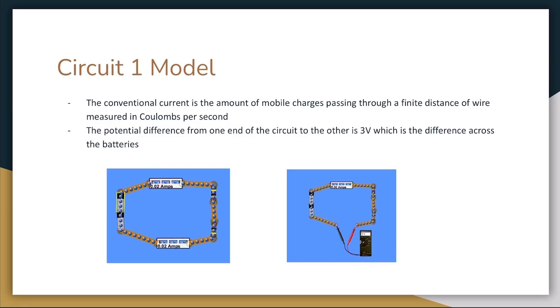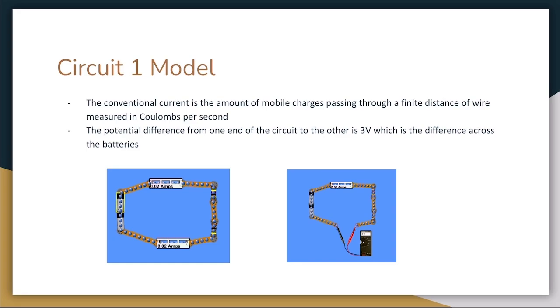For our simulated model, we have that the conventional current is the amount of mobile charges passing through a finite distance of wire measured in coulombs per second. We also have that the potential difference from one end of the circuit to the other is 3 volts, which is the difference of the batteries.